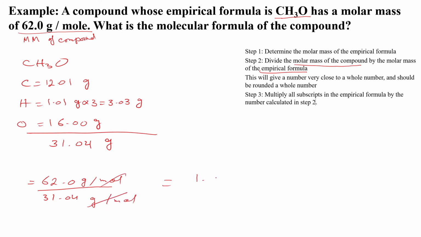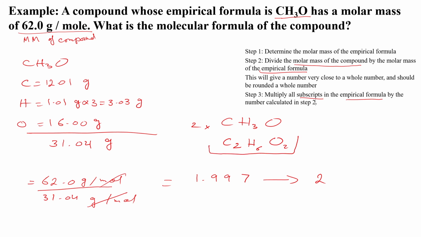You have 1.997, and when you round it, it is going to be 2, right? So the last step is you will be multiplying the subscripts in the empirical formula by this number. So you will multiply all these by 2, so you will get C2H6O2. So this is going to be the molecular formula, and if you want to check your answer, you can find the molar mass of this. You will see you will get 62.0.